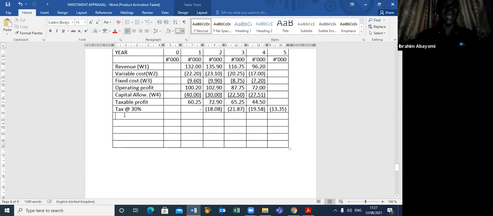Now we need to go and add back the capital allowance. Add back, because we have already gotten the taxes, add back capital allowance. So let me add back all this capital allowance. Year 1 is 40.00. Year 2 is 30.00. Year 3, 22.50. Year 4, 27.51. So here, nothing.